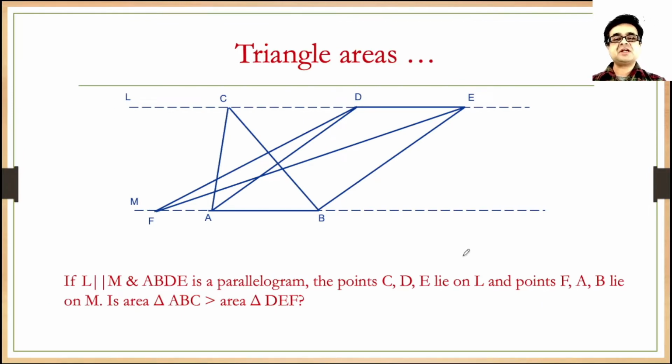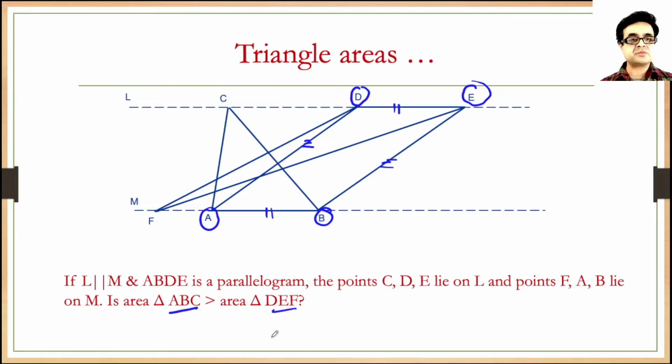Here we are given that L is parallel to M, ABDE, so this guy is a parallelogram, which means this side would be equal to this side, and this side would be equal to this side. We are asked if triangle ABC is greater than triangle DEF in terms of area. So ABC is this triangle and DEF is this triangle.